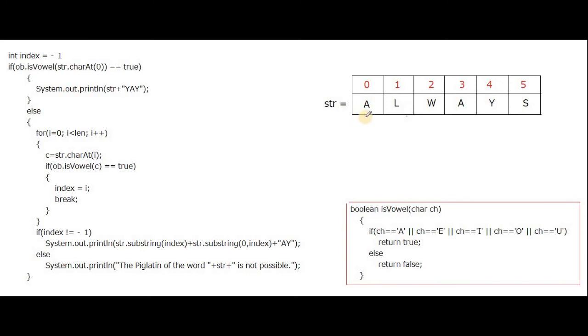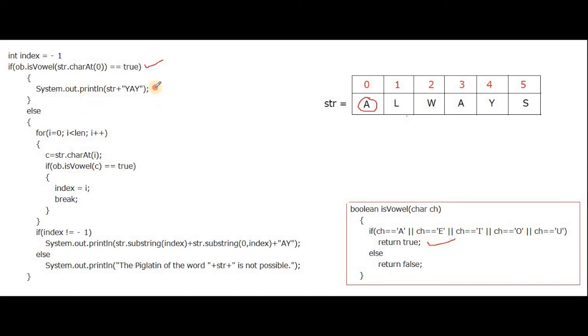So how is it taking? Again it's taking the same way: first this statement will execute. First it checks whether the 0 position of the string, which is A, is a vowel or not, and how will it be checked? With this particular method. So in this case, at the beginning itself, it will return the boolean value true.